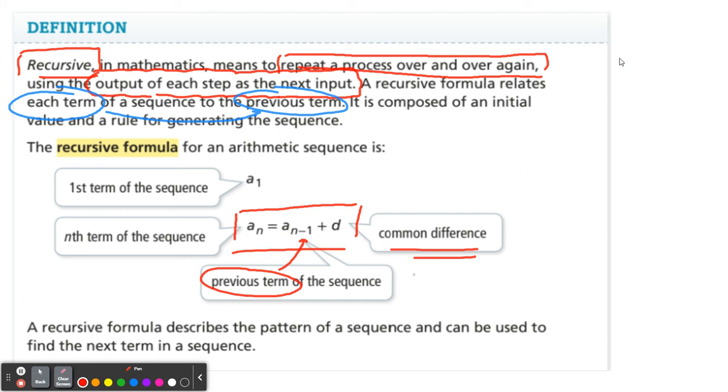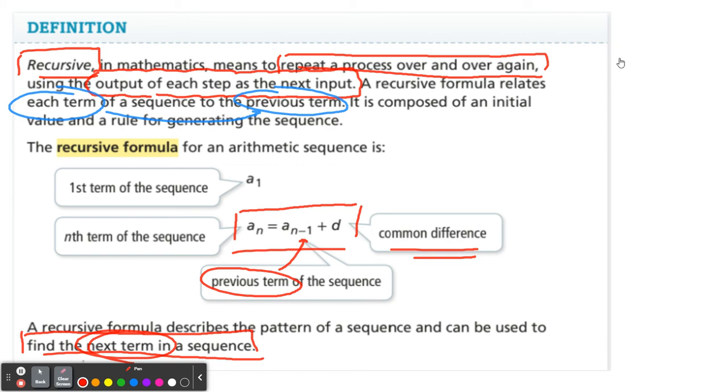What's nice about a recursive formula is that it can be used to find the next term in a sequence. So if you need the next number, there you go. You have the previous number, take it, add it to the common difference, and you get the next number. All right, pretty basic.